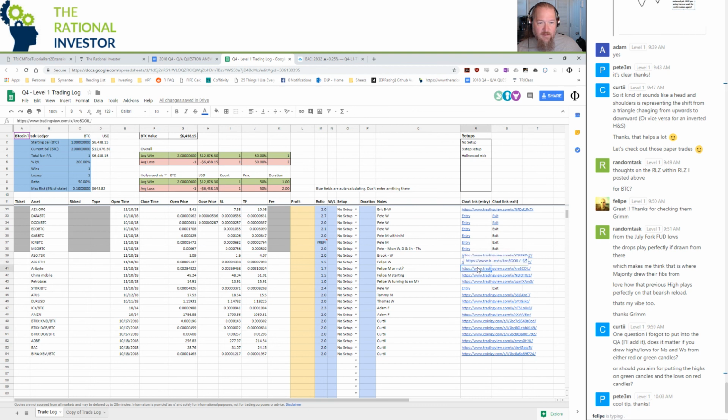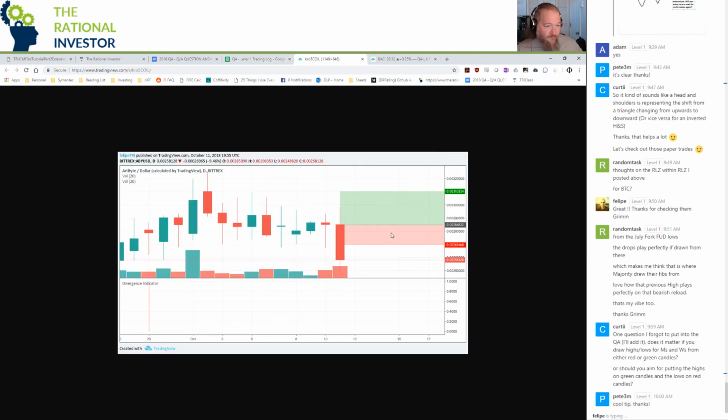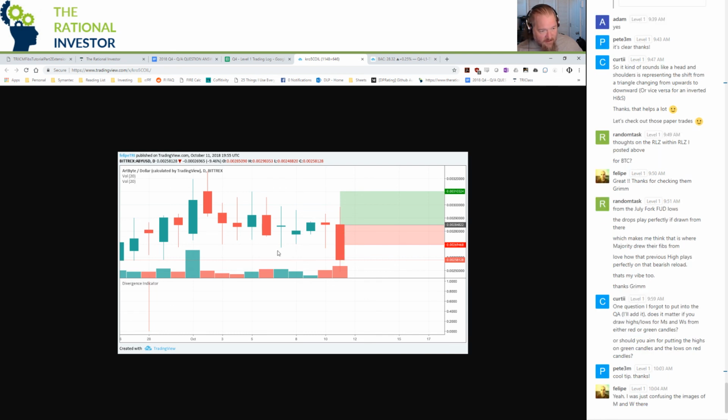Let's see here. What do we got on this one? This is definitely an M, right? So we came up here. We put our low in here. Then we came up and then we printed below that level. This is definitely an M, but the M occurs here. M, so we're headed down.